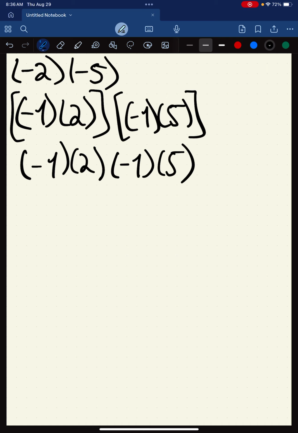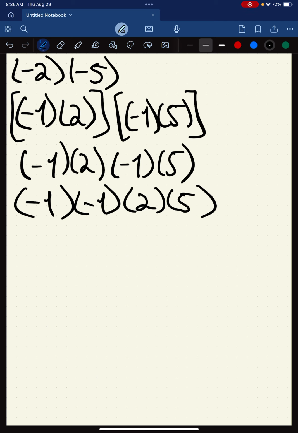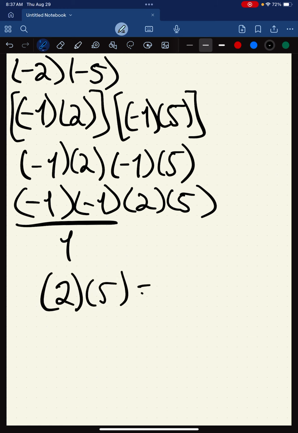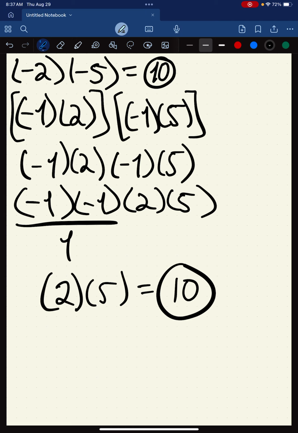Putting these together, we get -1 times 2 times -1 times 5. Multiplication is commutative, just like addition was, so we can swap the ordering of things. So this is -1 times -1 times 2 times 5. We already said -1 times -1 is just +1. The opposite of an opposite is just the same thing. So really we're left with 1 times 2 times 5, or just 2 times 5, which is 10. So -2 times -5 is just 10.